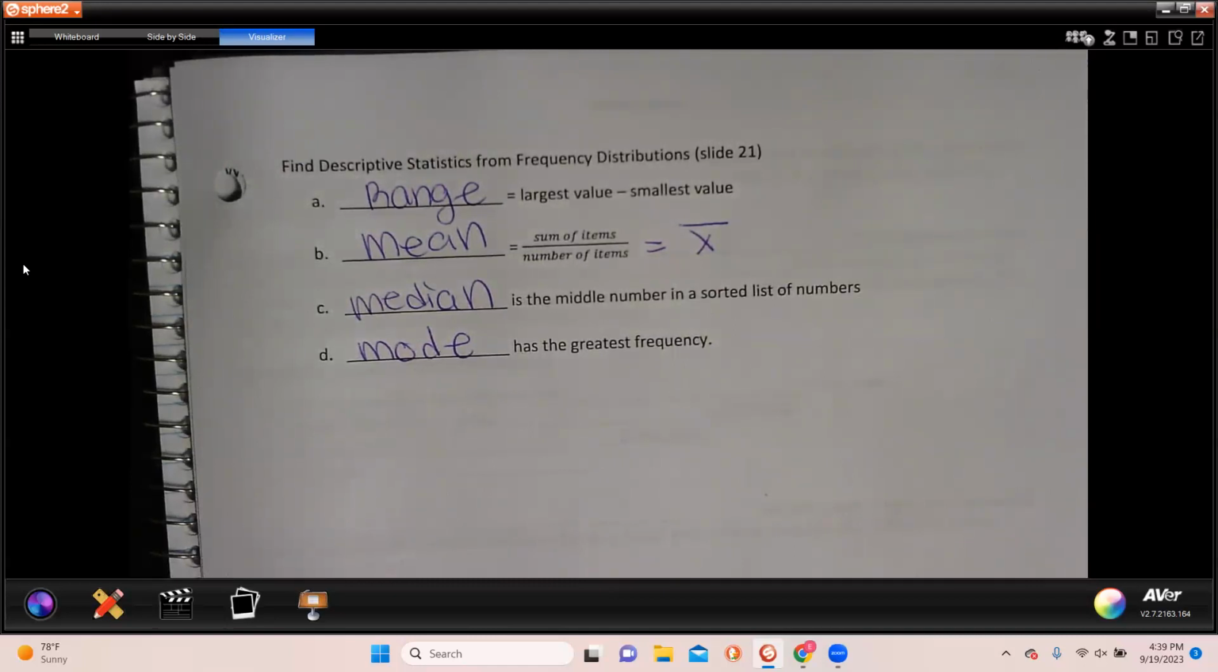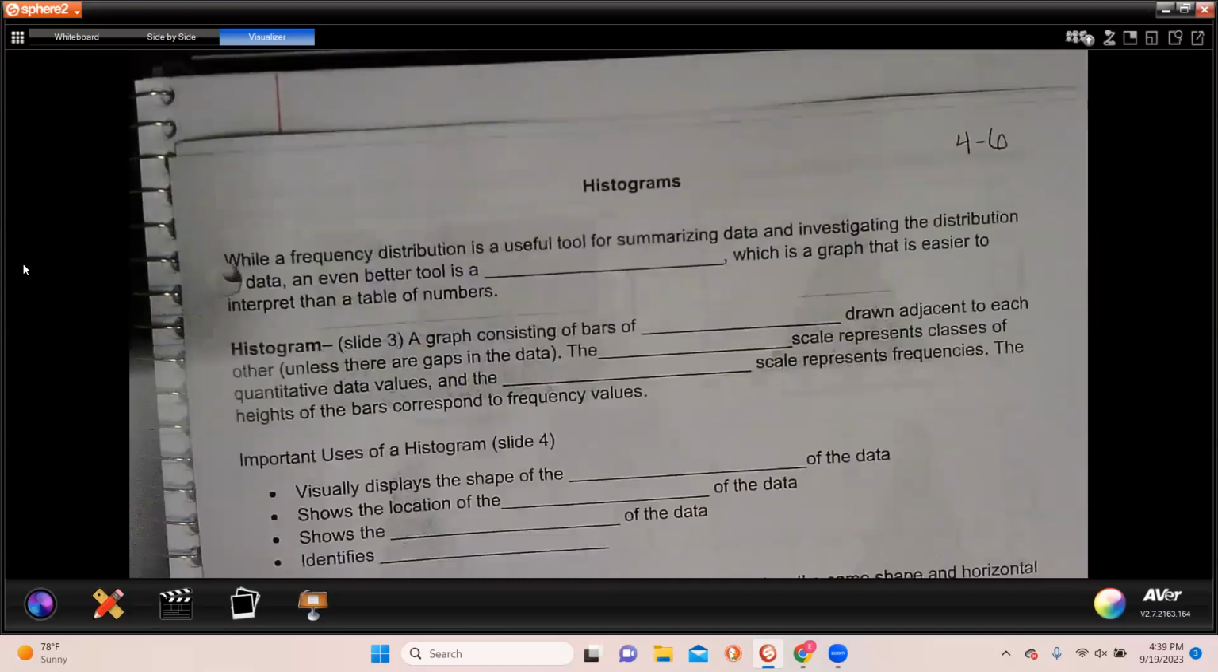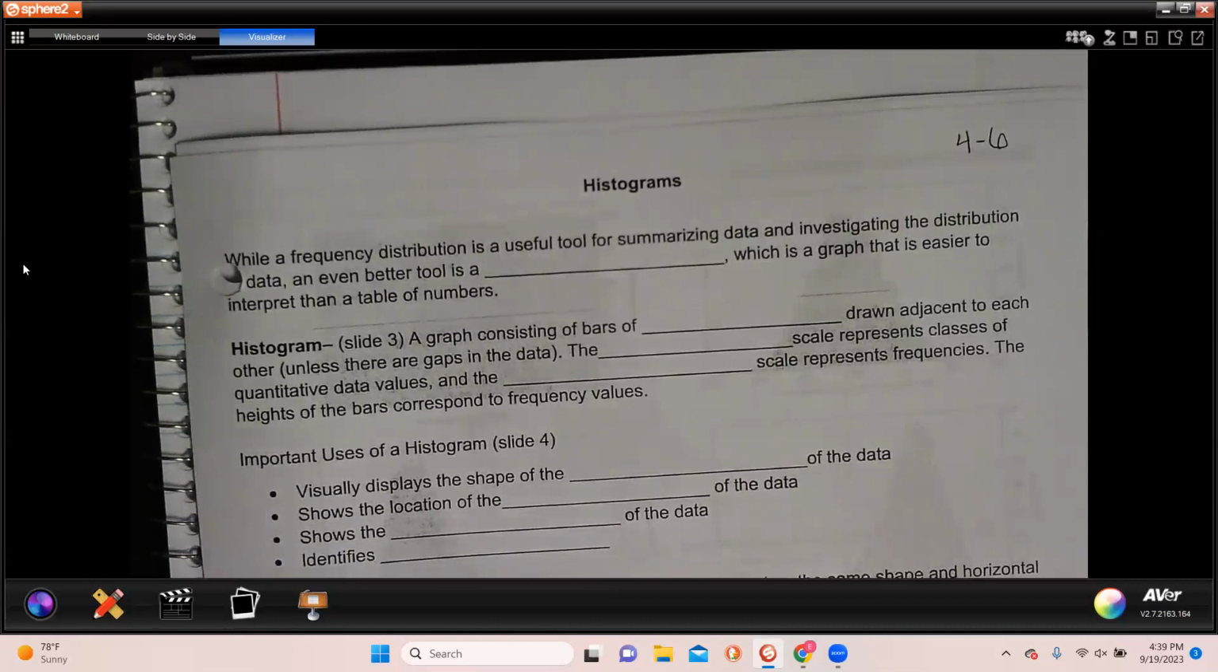And I am done with 4.5. I'm sorry, I'm on 4.6. Two more sections.